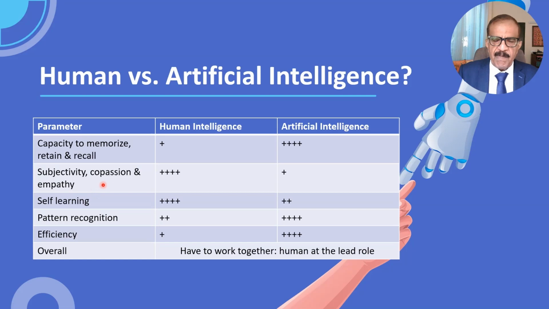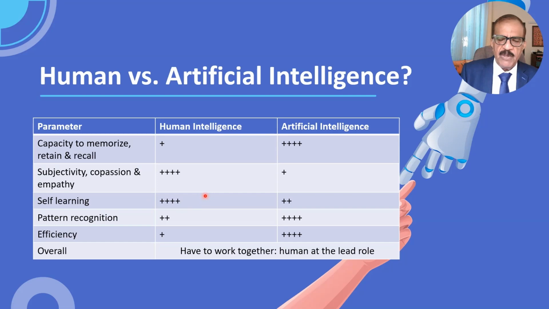Subjectivity, compassion and empathy: these are the things which we have to apply when it comes to patients and healthcare. Humans are clearly better. The modern machines which we use these days probably are not able to express emotions, compassion and empathy. Maybe with time, machines will learn to do this also. I still feel that emotions and empathy coming from a human would have a much bigger effect on a patient than coming from a machine. Self-learning: we all learn from our experiences.